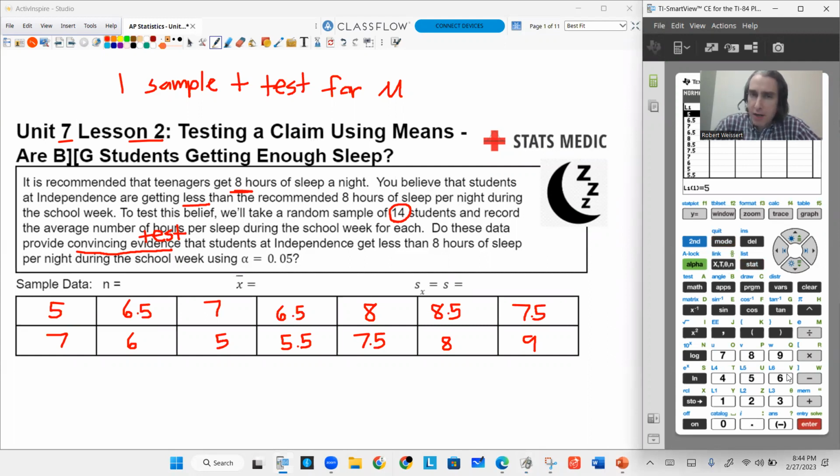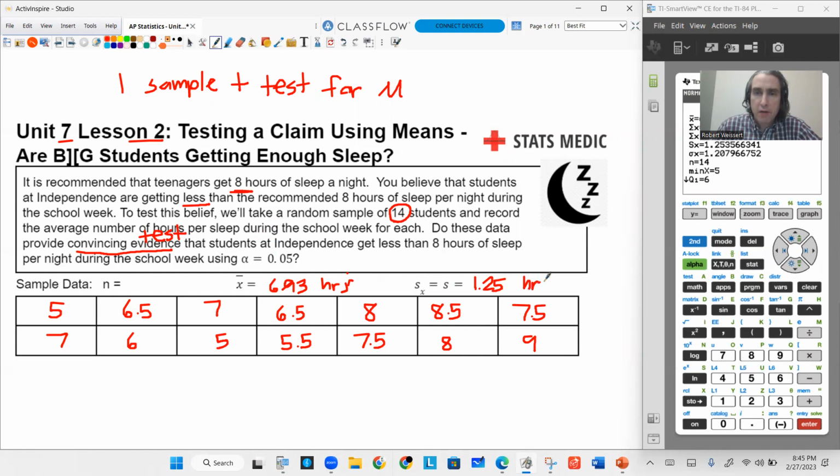Pause so that I'm not ahead of you. And let's see if we calculate the same sample mean and standard deviation. Stat calc 1 variable stats, go to calculate. And I have about 6.93 for our sample mean and about 1.25 for our sample standard deviation. So we're going to go ahead and write that information on here. 6.93 hours and 1.25 hours for our sample standard deviation. And our n, of course, in this case is going to be 14.